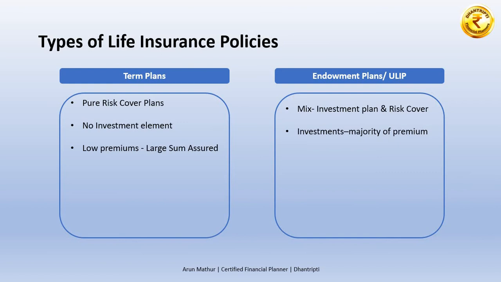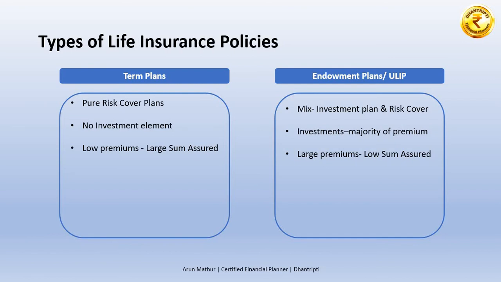Term plans usually give you a large sum assured for low premiums. Suppose a person at the age of 30 goes for a 1 crore sum assured plan, he may end up paying only 10 to 15,000 as premium. While when you take an endowment plan, you have to pay a very large amount of premium, and the sum assured is very low, because the majority of the premium is going as an investment rather than covering your life or providing you an insurance cover.